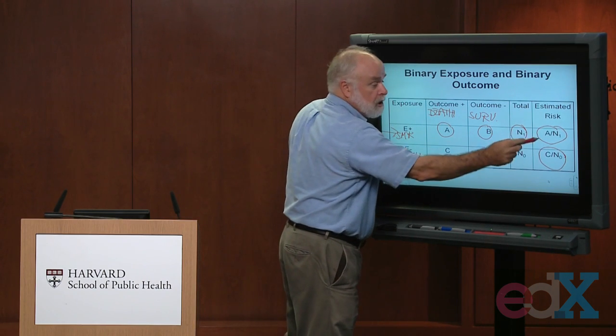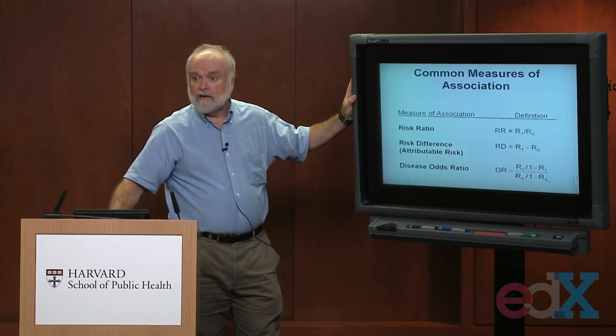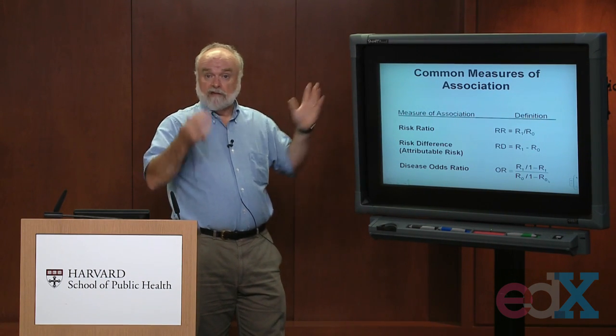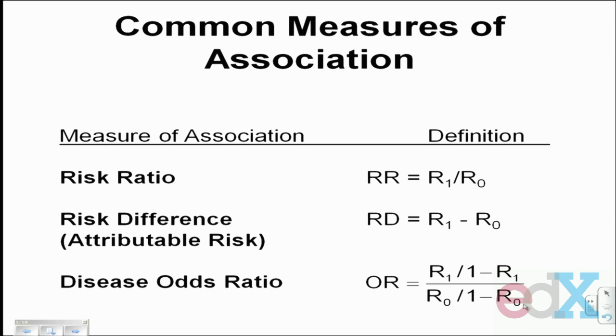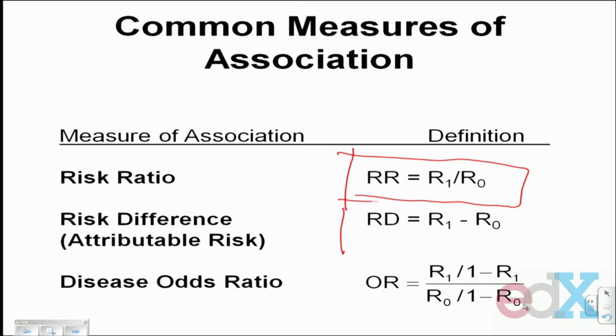To build your association, all you're going to do is take the ratio or the differences of those numbers in that last column. So we can define a risk ratio as the estimated risk among the exposed people divided by the estimated risk among the non-exposed people, R sub 1 divided by R sub 0, where R sub 1 is the estimated risk among smokers, and R sub 0 is the estimated risk among non-smokers. You could take the difference of those two estimated risks to come up with what we call the risk difference.